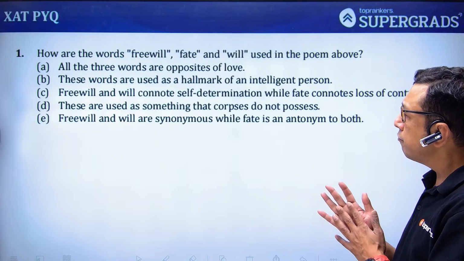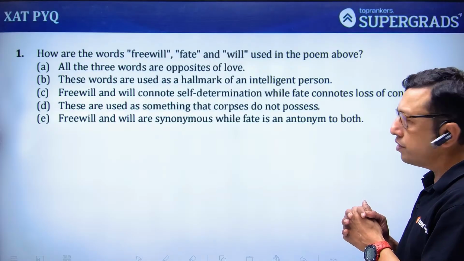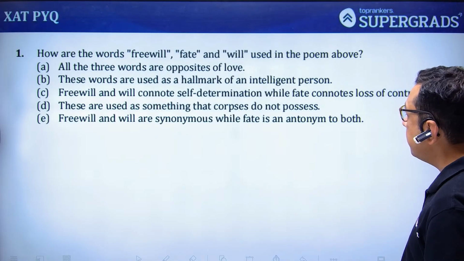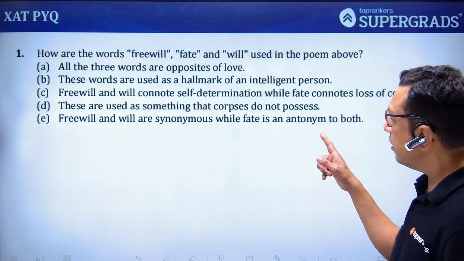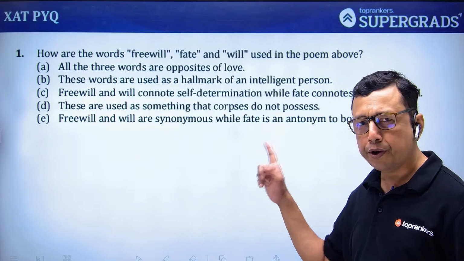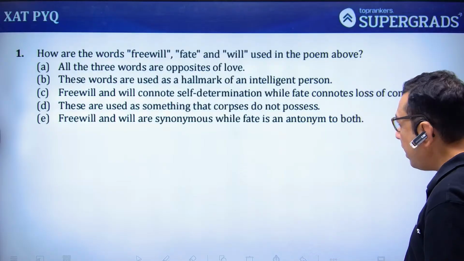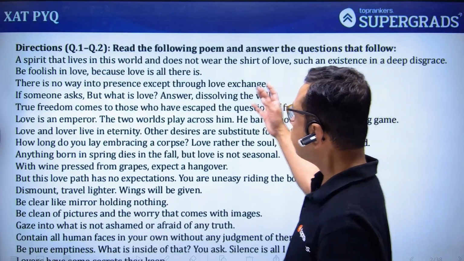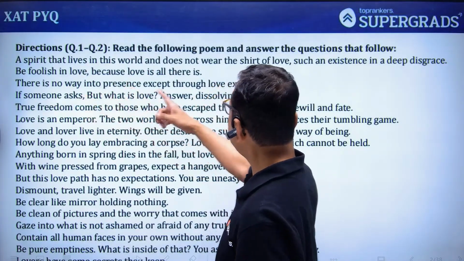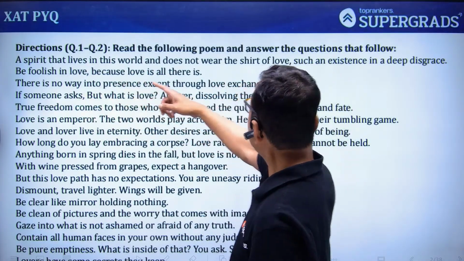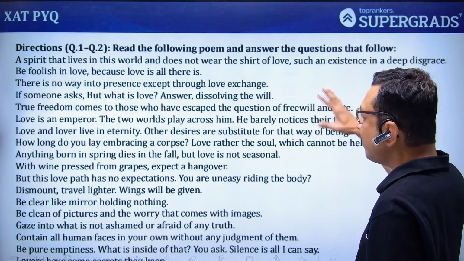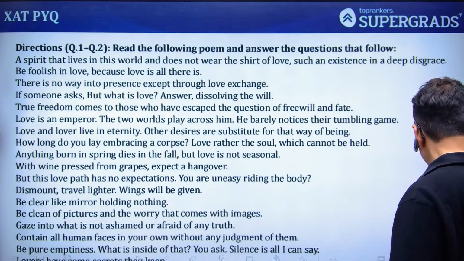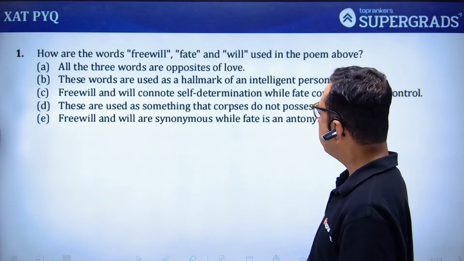How are the words free will, fate, and will used in the poem above? We know these three words are used in the poem. How have they been used? These three words that have been used: free will, fate, and will.